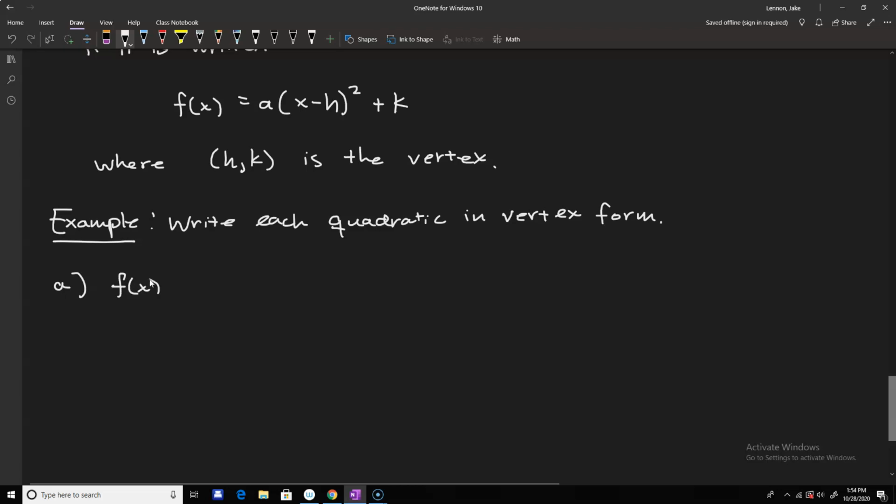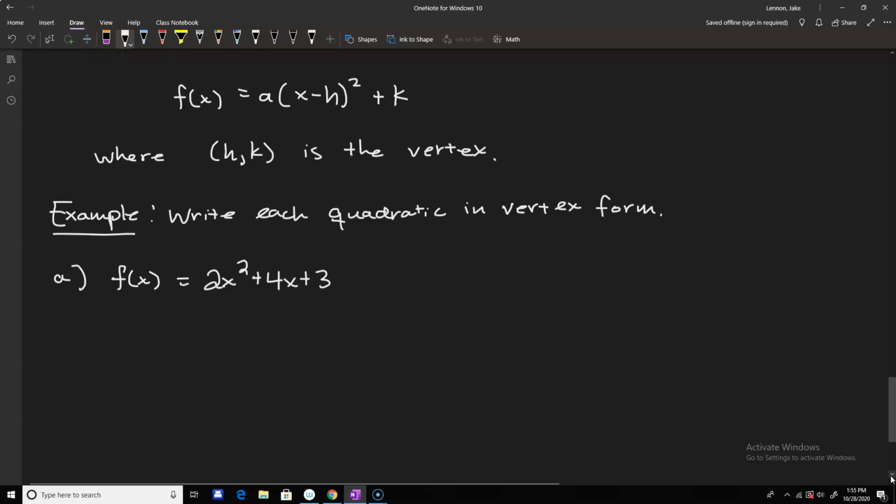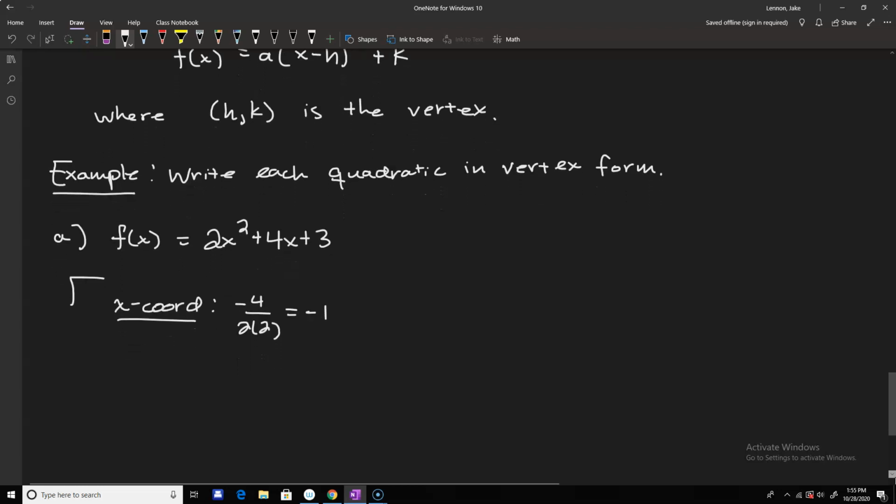So A, let's say we have f of x equals 2x squared plus 4x plus 3. So what we want to do is find the x coordinate and y coordinate of the vertex, and then that pretty much does everything for us. So the x coordinate should be negative 4 divided by 2 times 2. Again, b is 4 here in front of the x, and a is 2 in front of the x squared. So this comes out to negative 1.